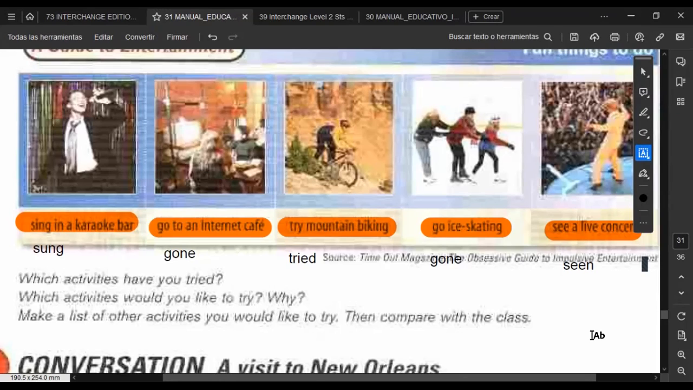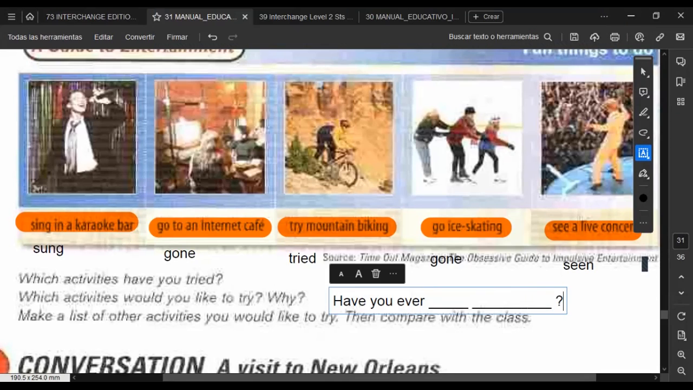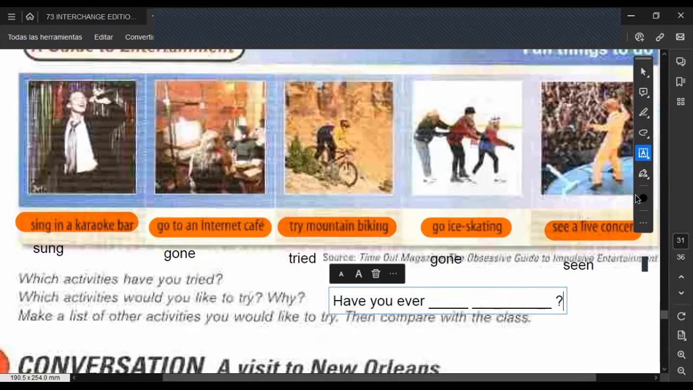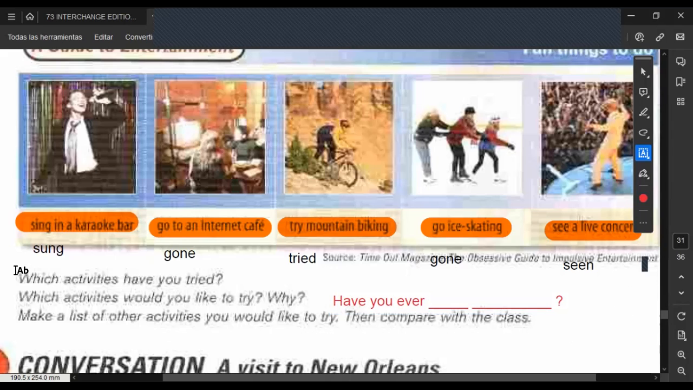Now, for example, the past participle for seeing, seen, in a karaoke bar. The question is: have you ever, el verbo en pasado participio y el complemento. So this is the question. Yes, I have, and no, I haven't is the answer. So have you ever sung in a karaoke bar?